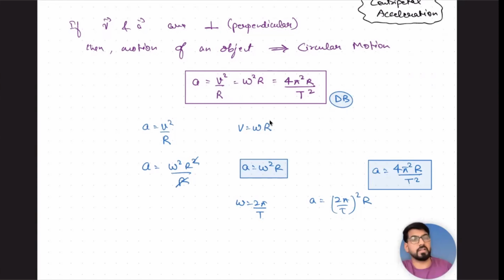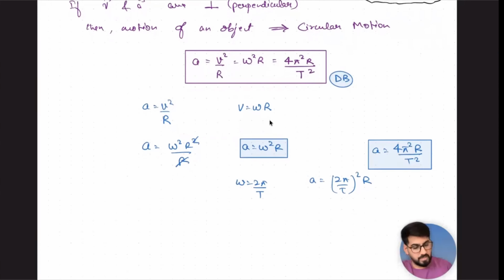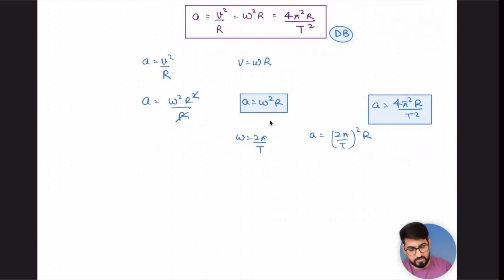Now many students get confused, so we don't know the centripetal force. We know that by Newton's second law. What is the equation for Newton's second law? F equals mass times acceleration. Now we are finding the centripetal acceleration, so the centripetal force will be the mass of the object times the centripetal acceleration.